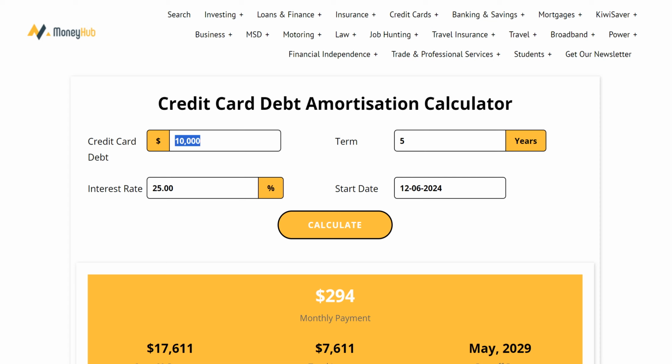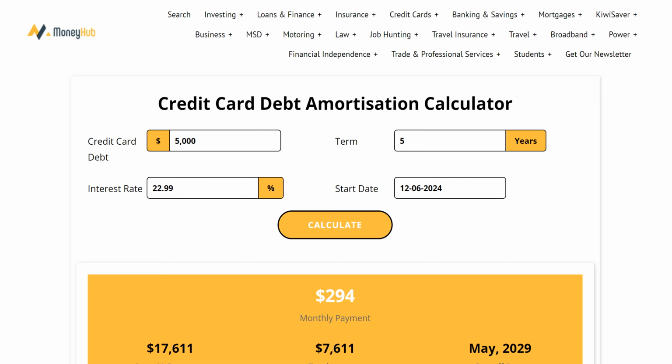So if we just take a standard balance, I'm just going to demonstrate this with $5,000 using our tool. And if the interest rate that you have on your credit card, let's put it down at 22.99%. That's a popular interest rate for some cards. We've seen some higher, of course, some lower. And then at the start date, I'm recording this on the 12th of June 2024, but this date will be updated when you're using the tool.